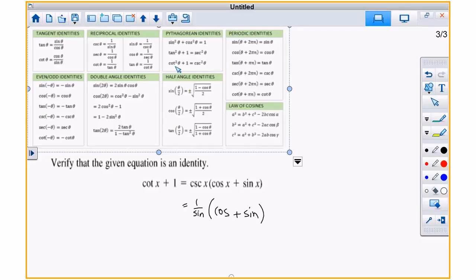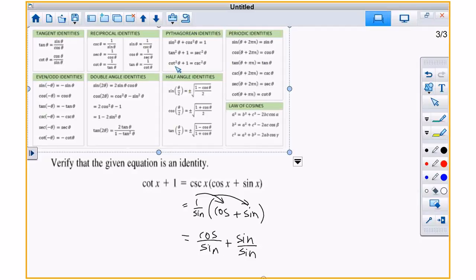And yes, I forget the x's, and remember, I'm trying to teach you how to do the identities. I'm not trying to dot T's and cross I's. You can add the x's if you want to. Distribute, and you get cosine over sine plus sine over sine.